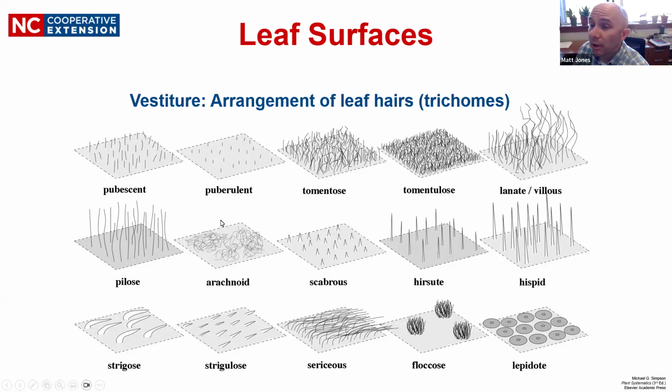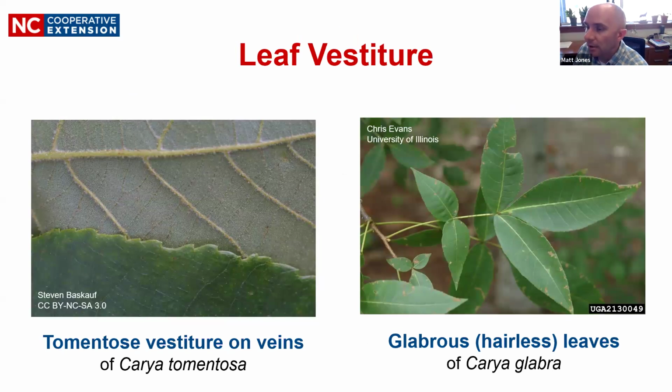But a good example of where this is helpful for identification is to help you distinguish among some of the different hickory species. For example, there is mockernut hickory, a native hickory, Carya tomentosa, and it has tomentose hairs, kind of woolly hairs, on the bottom of the leaf and on the veins here. Contrast that to glabrous leaves, which means hairless, of pignut hickory, Carya glabra. If you feel the petiole, if you feel the leaves, it doesn't feel like it has many hairs. So kind of a cool difference there.